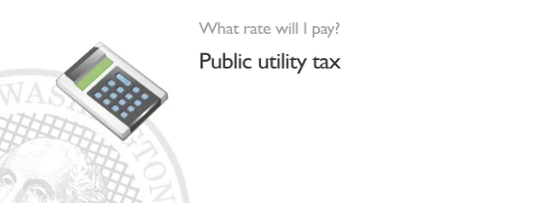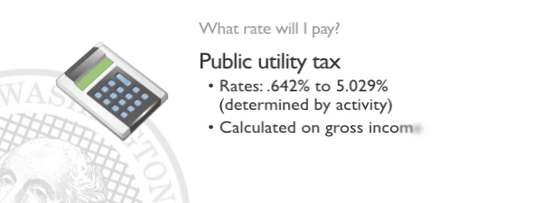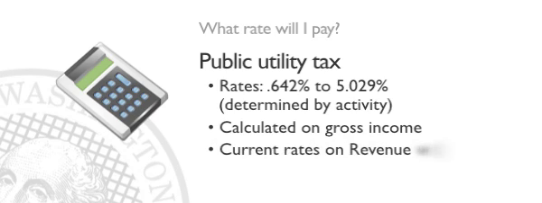The public utility tax rates range from 0.642% to 5.029%, depending on the activity. Tax is calculated on gross income from utility activity. You can find the current rate that corresponds to your activity from the link at the end of this presentation.